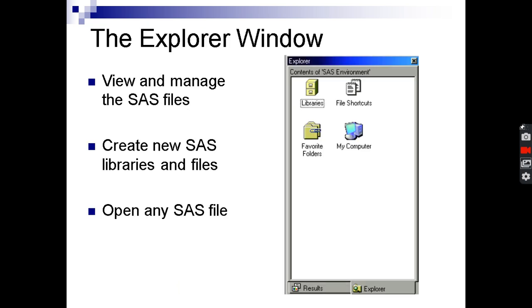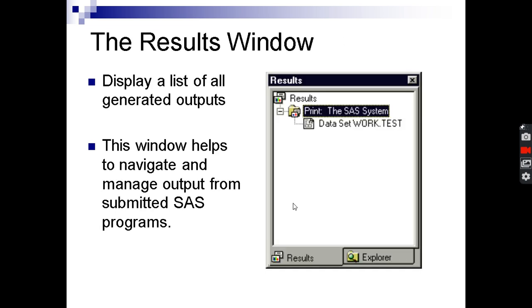In the Explorer window, you can view and manage the SAS files, create new SAS libraries and files, and open any SAS file. And in the results window, you can see the results, and you can delete the results, and you can view the results if you have multiple results here.